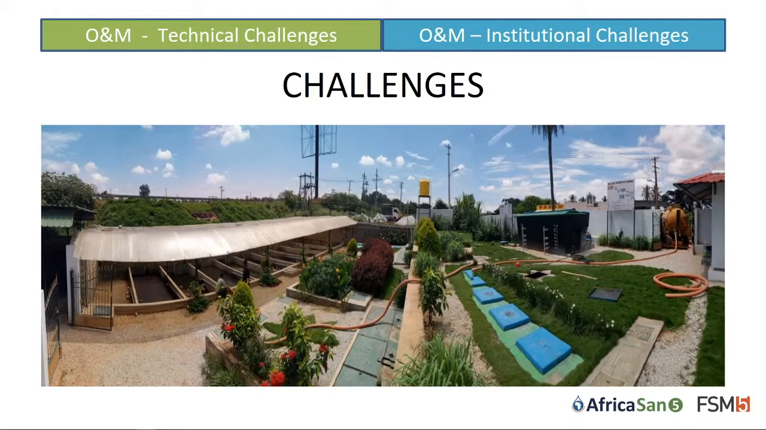Now we go into the challenges. We have operational challenges, that's technical, and then institutional challenges. This is the overview picture of how the plant is set up. It starts from the feeding tank at the top, and through gravity it flows across all the modules.